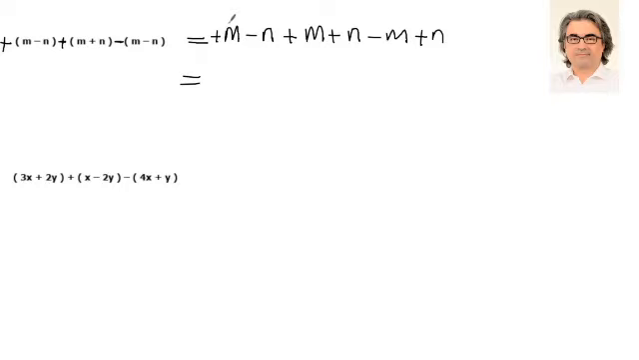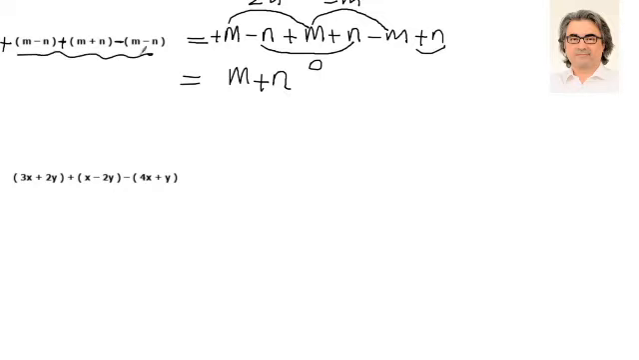Plus m, it means plus 2m, and what about this? Minus m. 2m plus 2m minus m. The result is plus m, 2 minus 1. What about the other like terms? Minus n plus n, 0. So the remaining is plus n. I should write here plus n. m plus n is the simplest form of this algebraic expression.